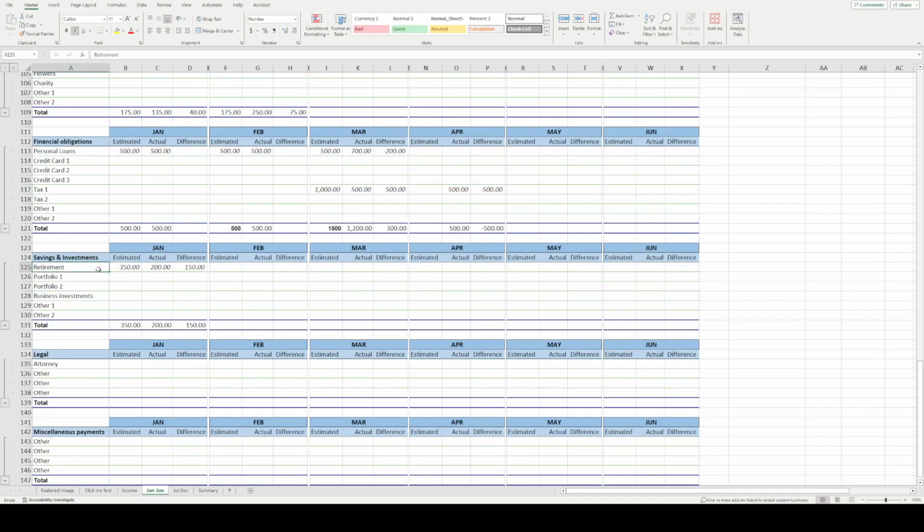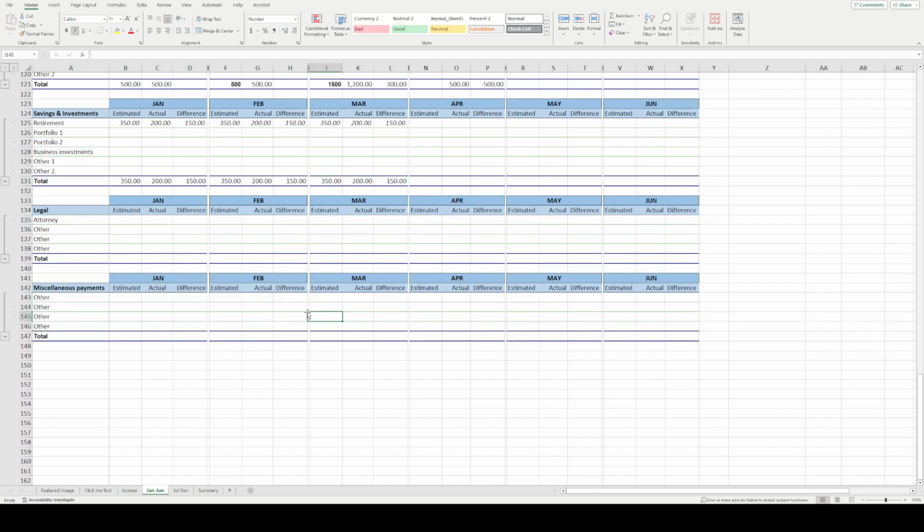Okay, savings and retirement. This follows the same logic as the financial obligations. Even though it's a contra asset, it's something that's going to bring you money, it's not an expense. It follows the logic of a contra asset. What we're looking at here is how much money we take out of our account. We want to see estimated versus actual. So because we would like to retire, we're going to do this every month. Okay.